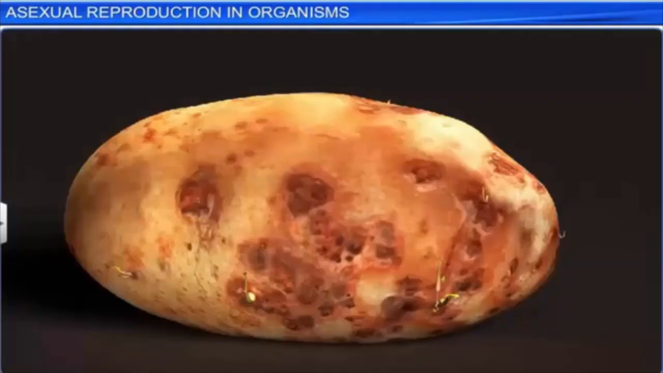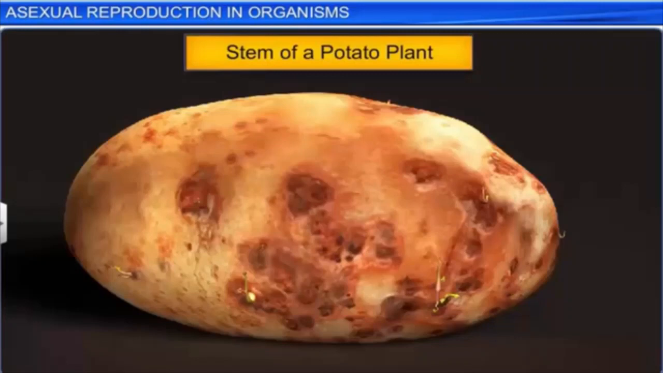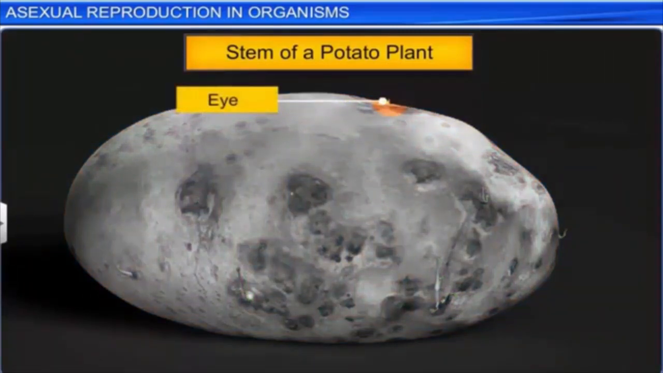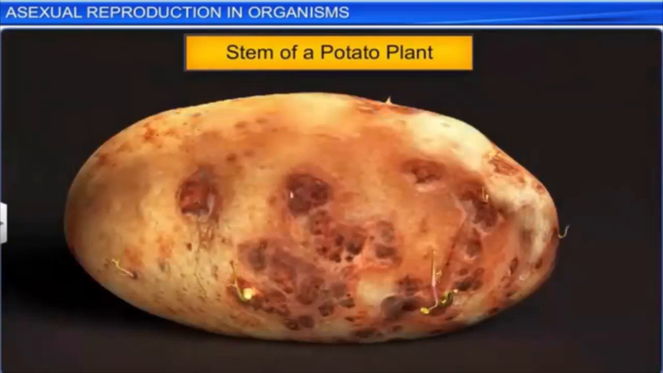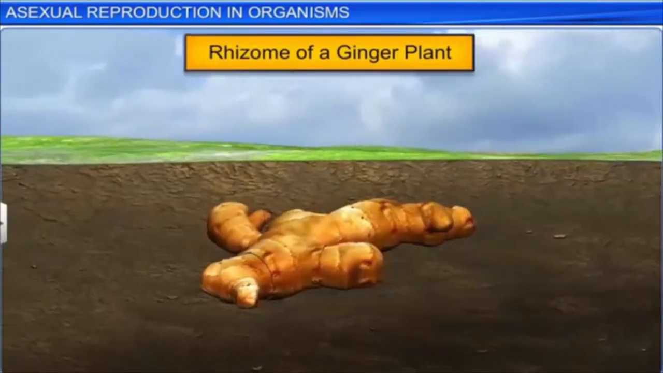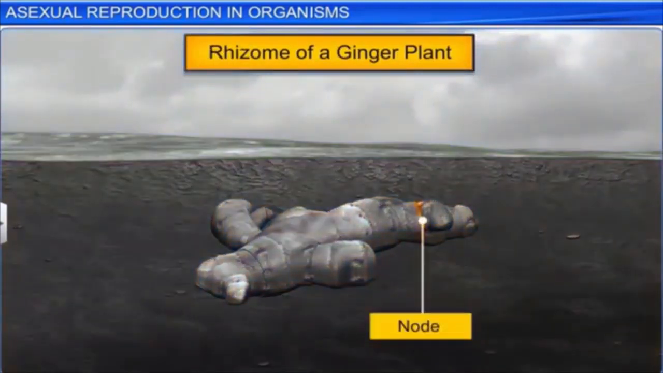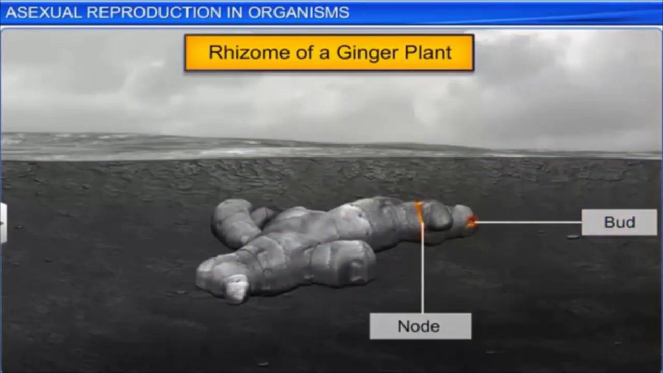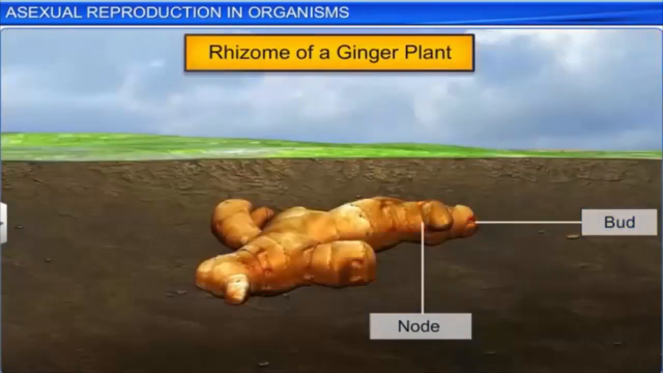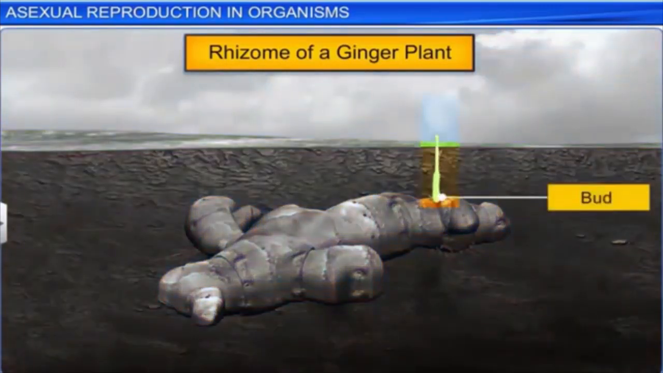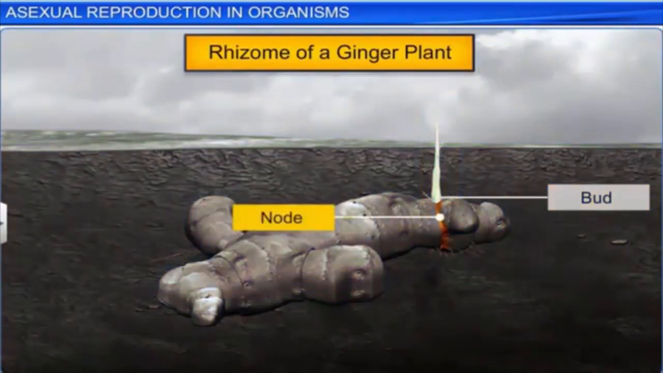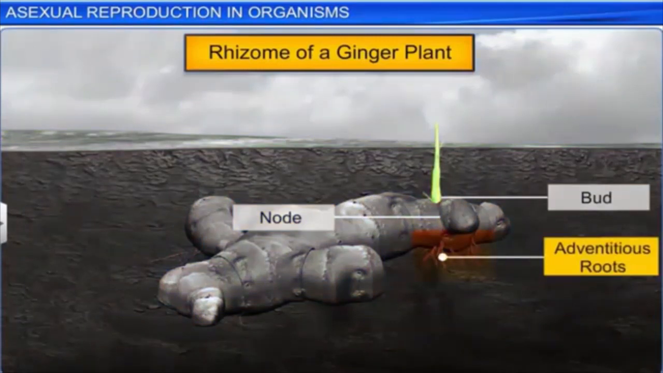An example is potato. Potato bears eyes, and those eyes represent the nodes, and the node is the point from where the shoot or the roots arise. The second example is the rhizome. Rhizome is a type of stem, for example ginger. It also bears nodes. From the nodes arise the new shoot, a bud, and adventitious roots.